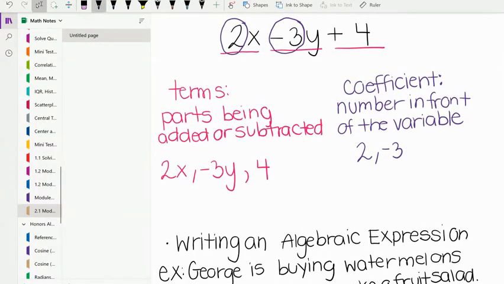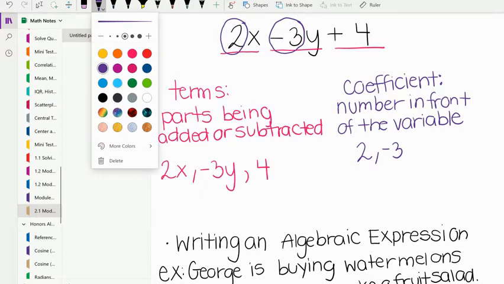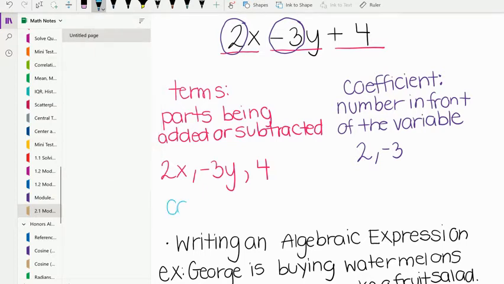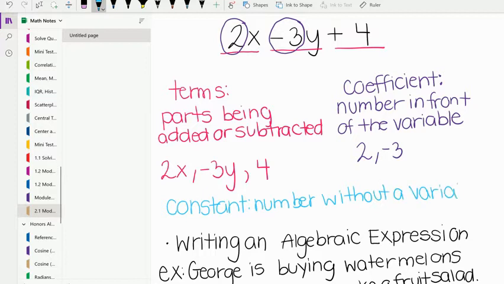The last word we are going to look at is constant. A constant is a number without a variable. Remember, constant means it's not changing, and variables vary, they change. So a constant is a number without a variable. In this case, the constant is 4. It's just a number without a variable.